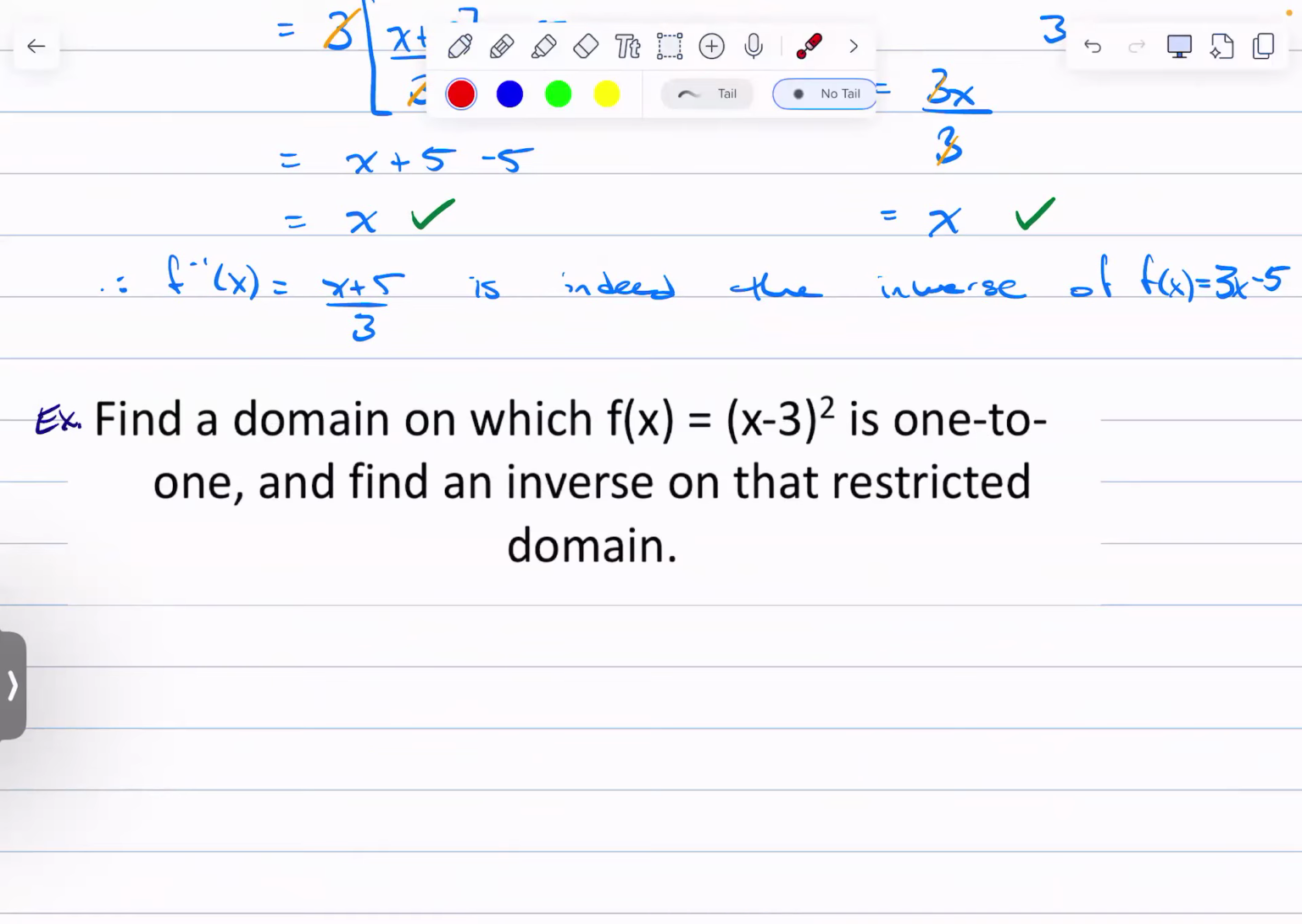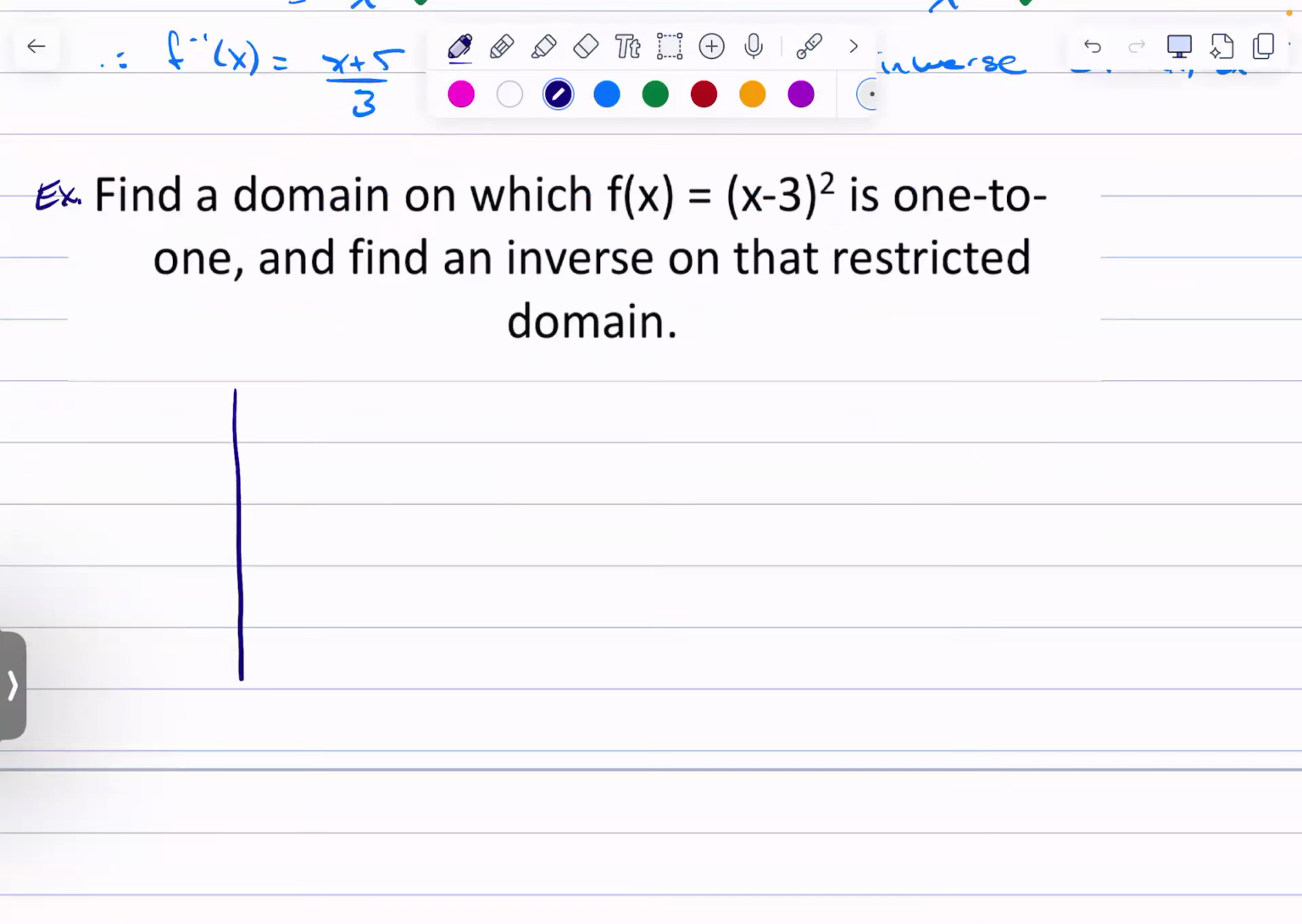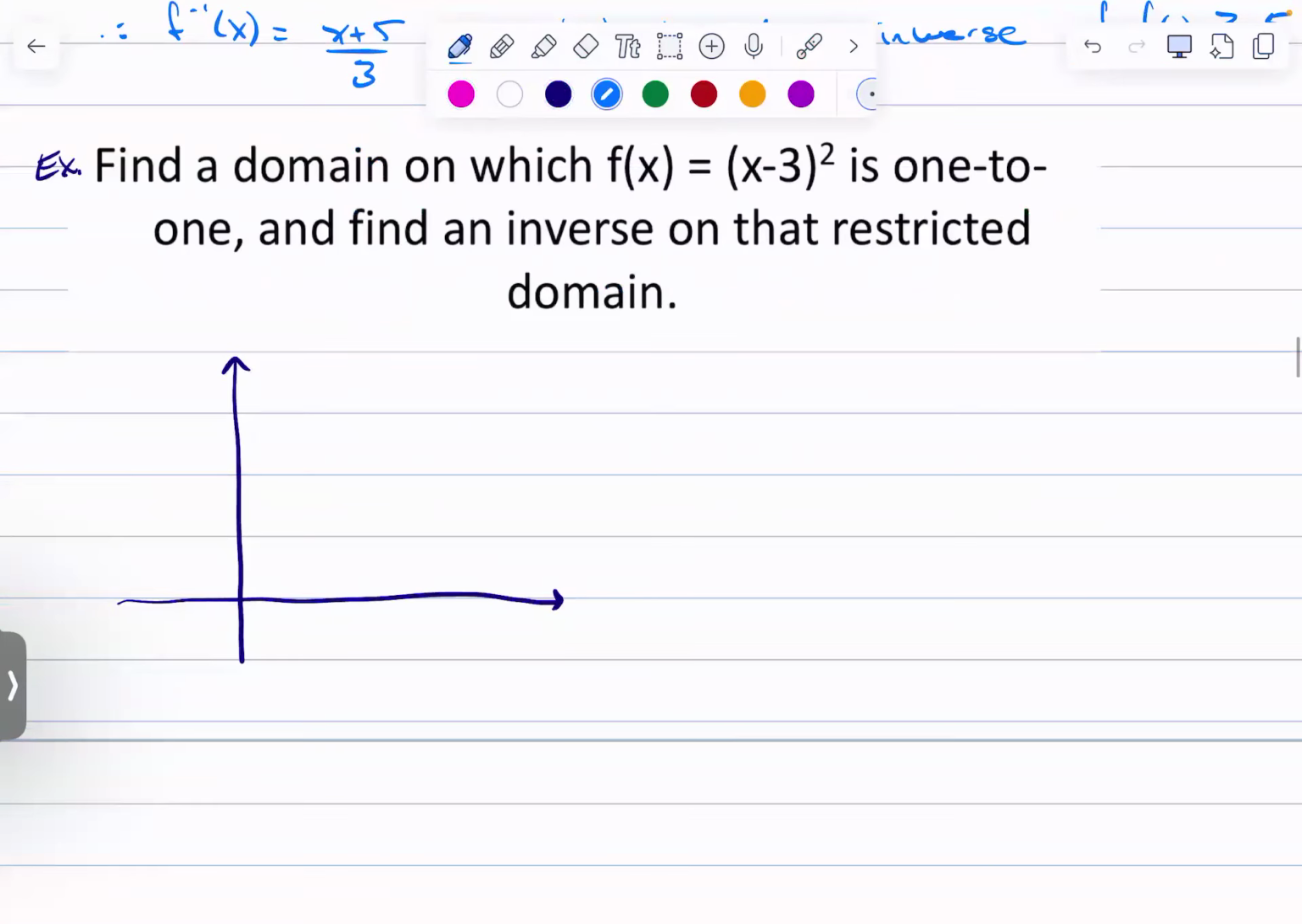Sometimes we can have a function like (x − 3)². From last day, we know what it looks like. We have a pretty good idea of what it looks like. What will it look like? It should look something like this. I'll use orange maybe.